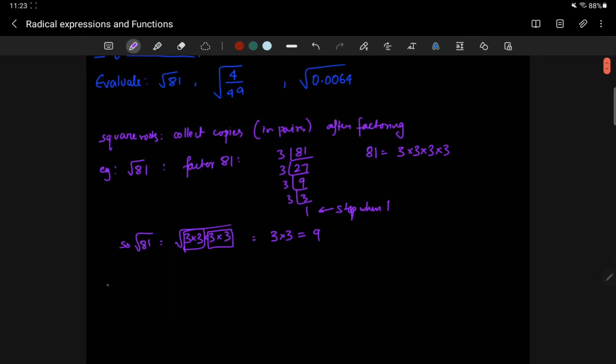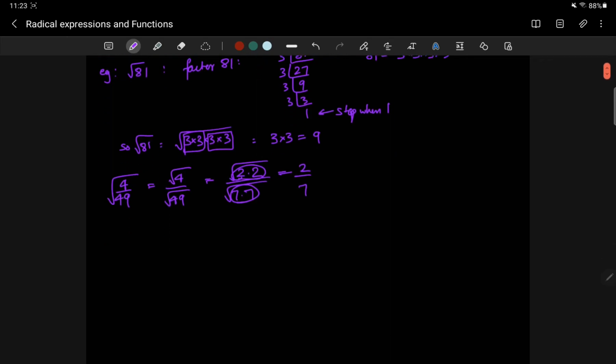So let's do the same with square root of 4 over 49. Now the square root function can be distributed as square root of 4 over square root of 49. But what is 4? 4 is 2 times 2, and 49 is 7 times 7. Now there's a pair of 2 and there's a pair of 7, so this is 2 over 7.